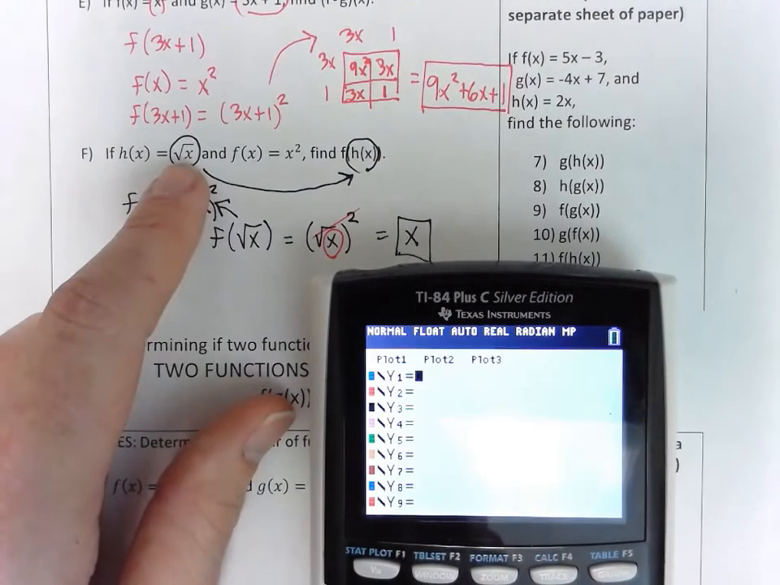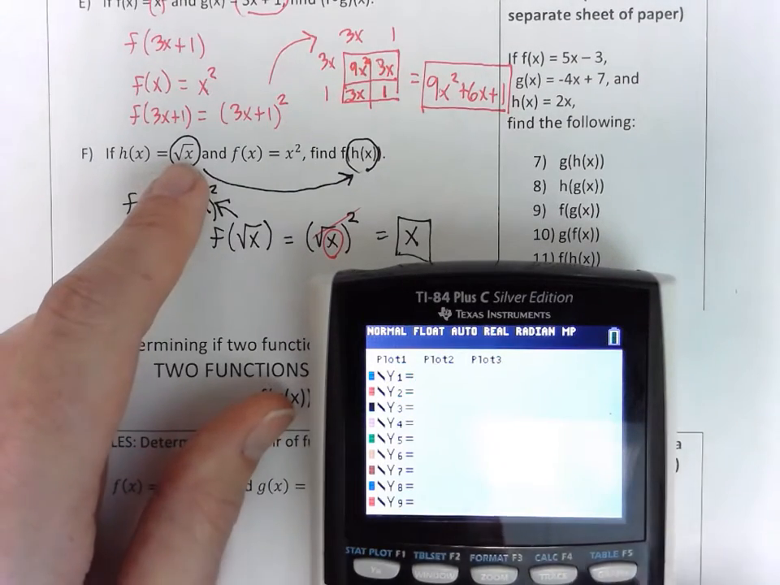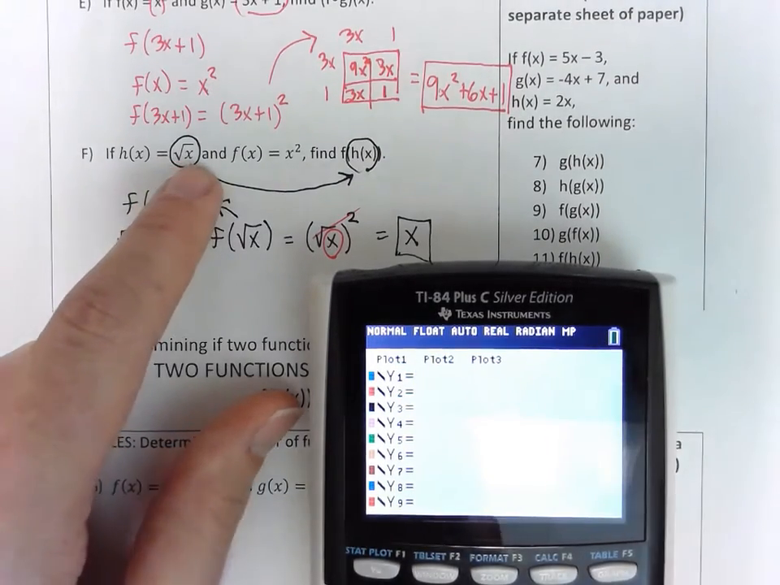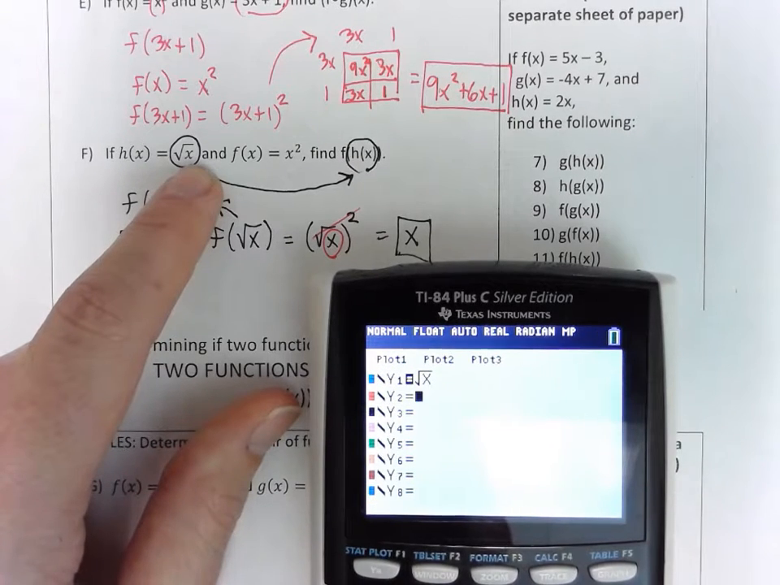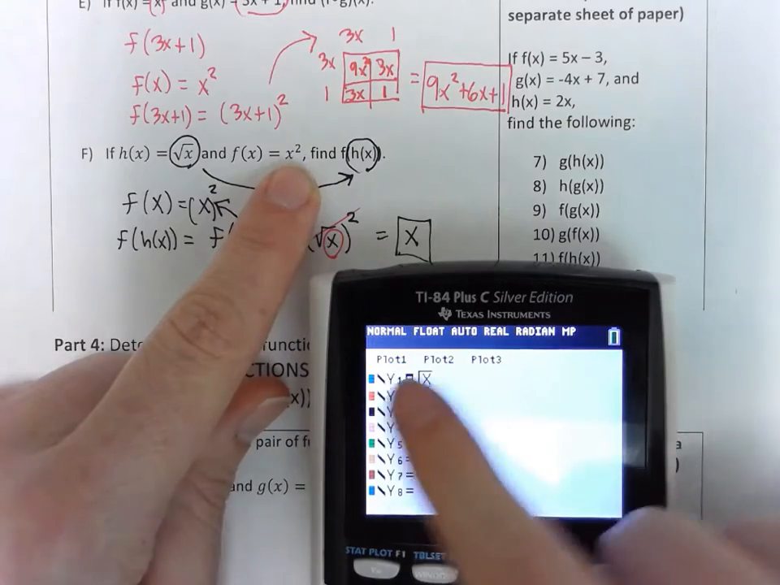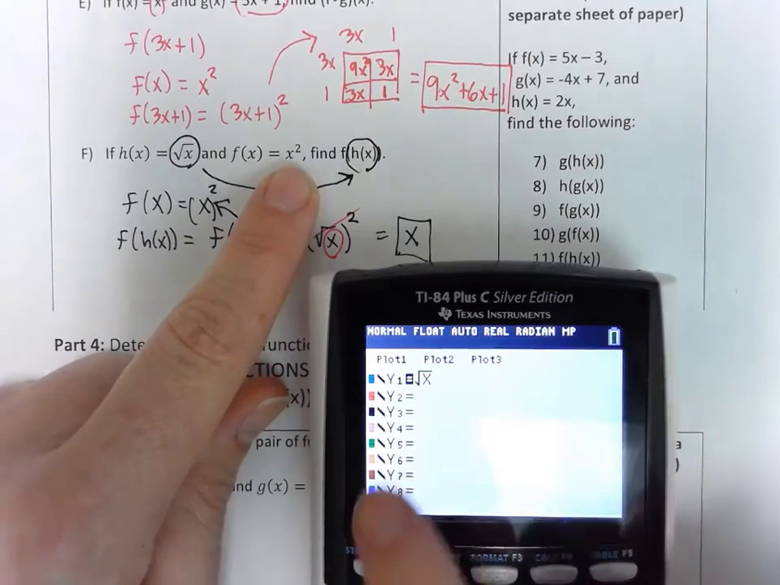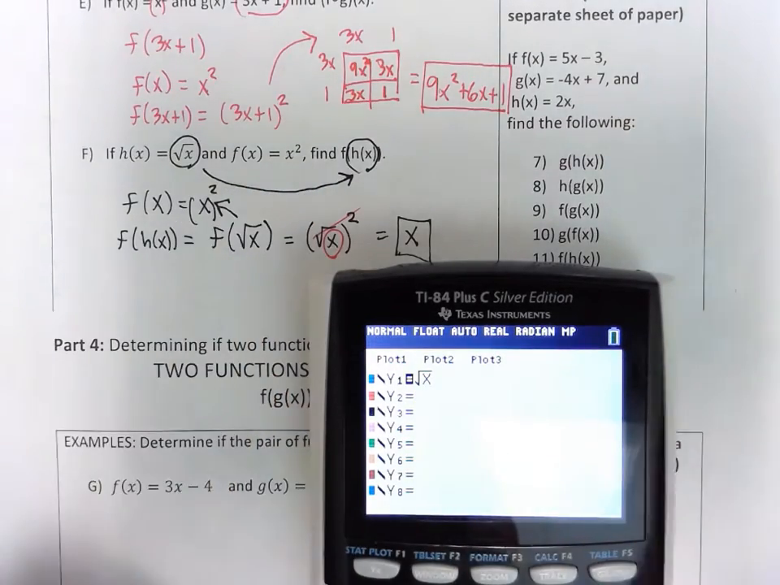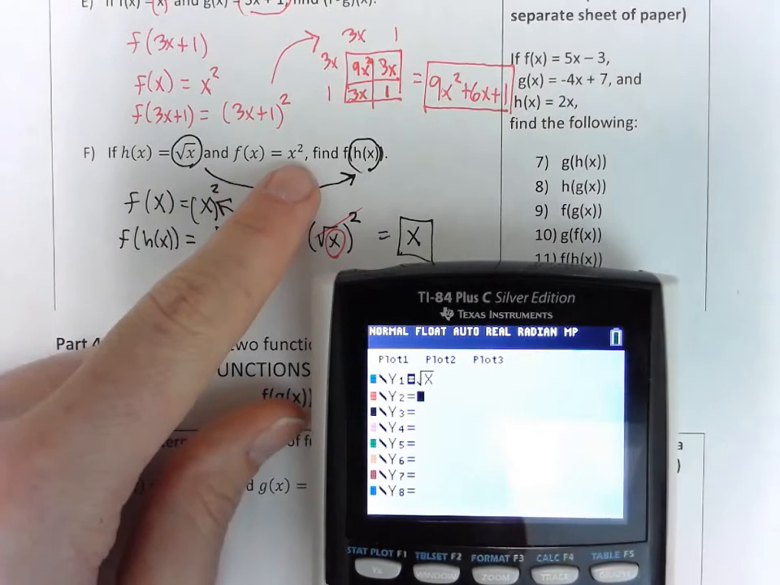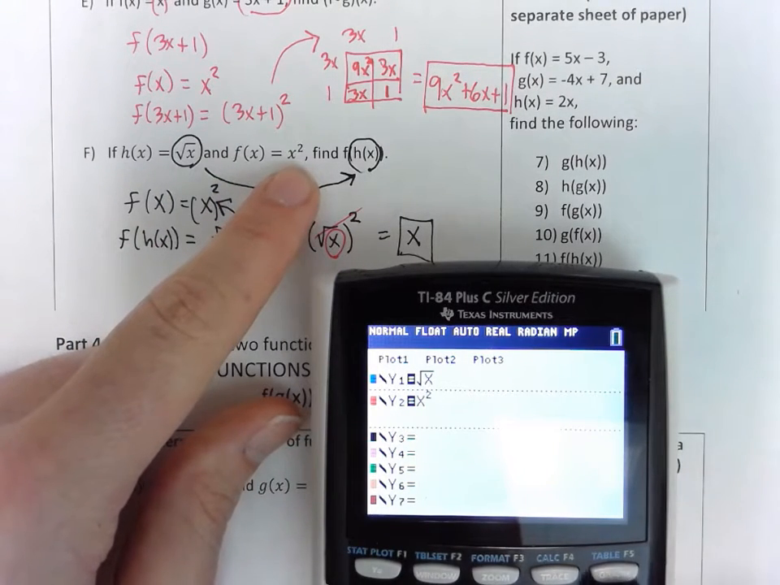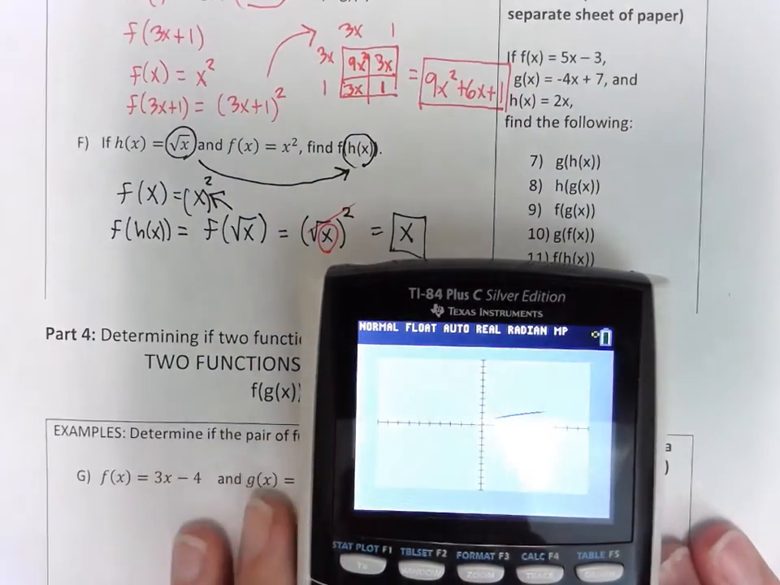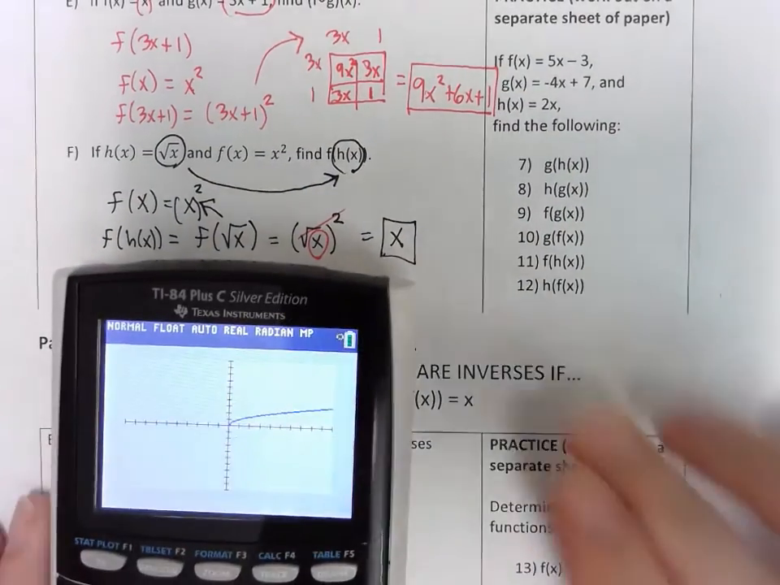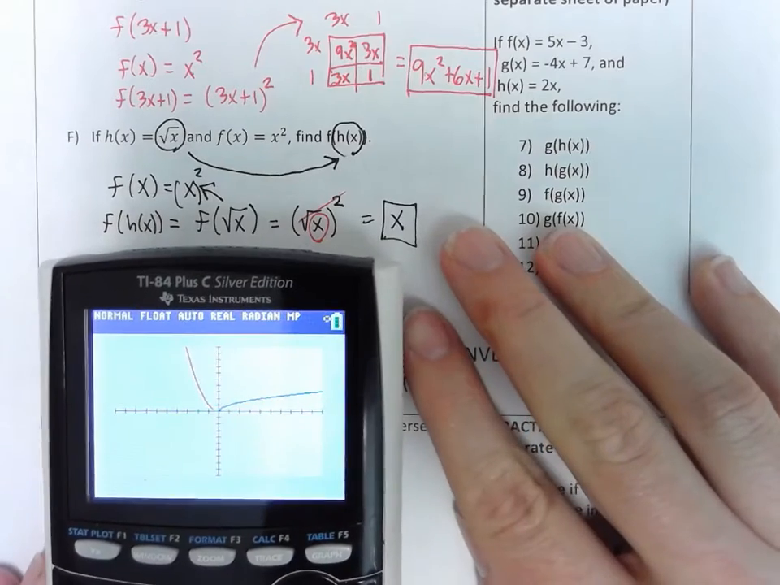On a graph, inverse functions have a special property. So if I did the square root of x, and in y2, press y equals and put these in with me so you can see as we go along. If I do x squared in y2, and if I hit graph, there is a relationship between these two functions.